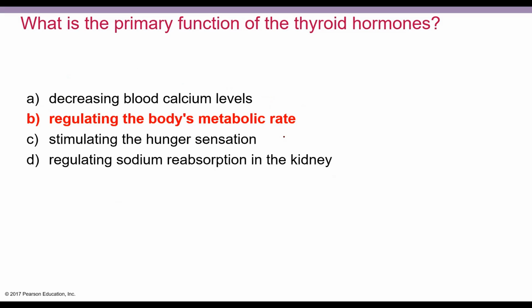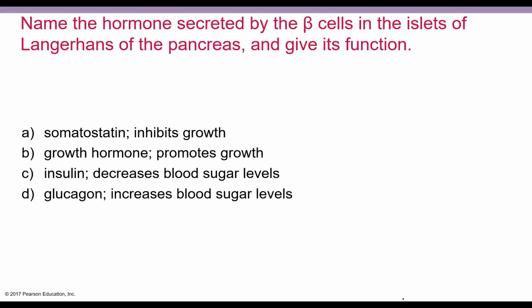C, stimulating the hunger sensation. We did not speak about leptin and ghrelin just yet, but those are the hunger hormones. And then D, regulating sodium reabsorption. Again, we did not speak about ADH, which is another hormone we'll talk about later on. So the correct answer here would have been B, metabolic rate. All right, let's look at another.